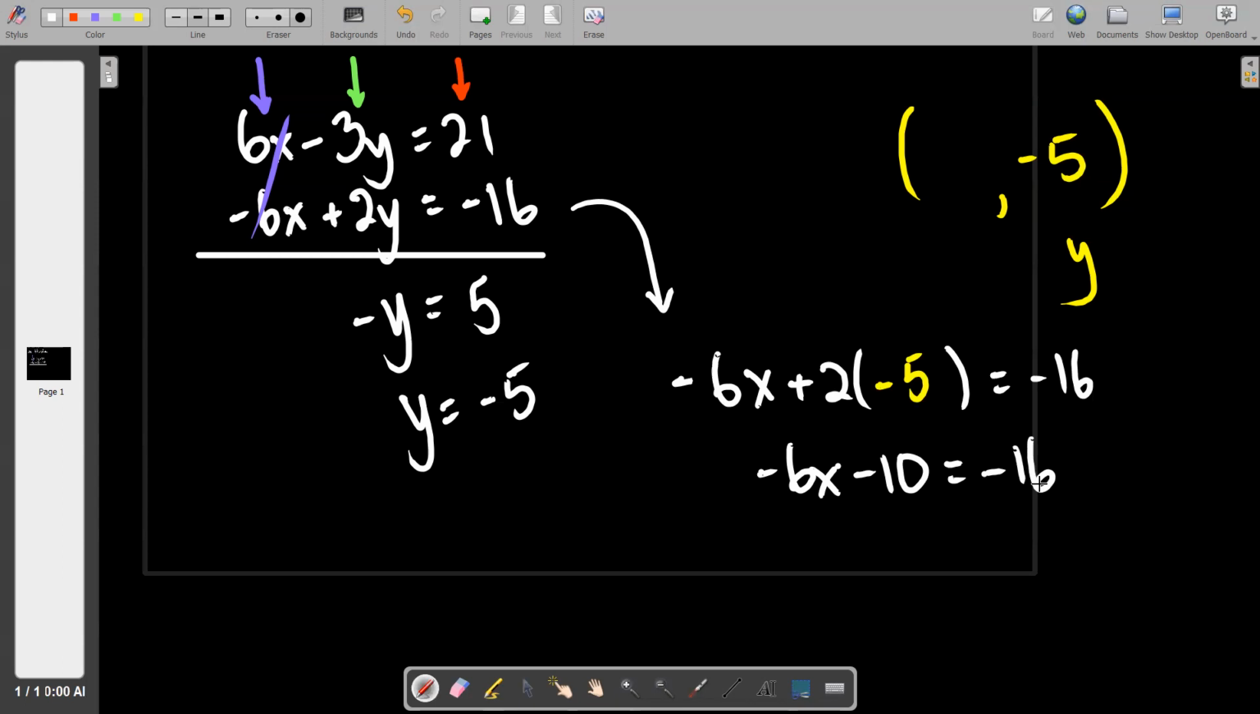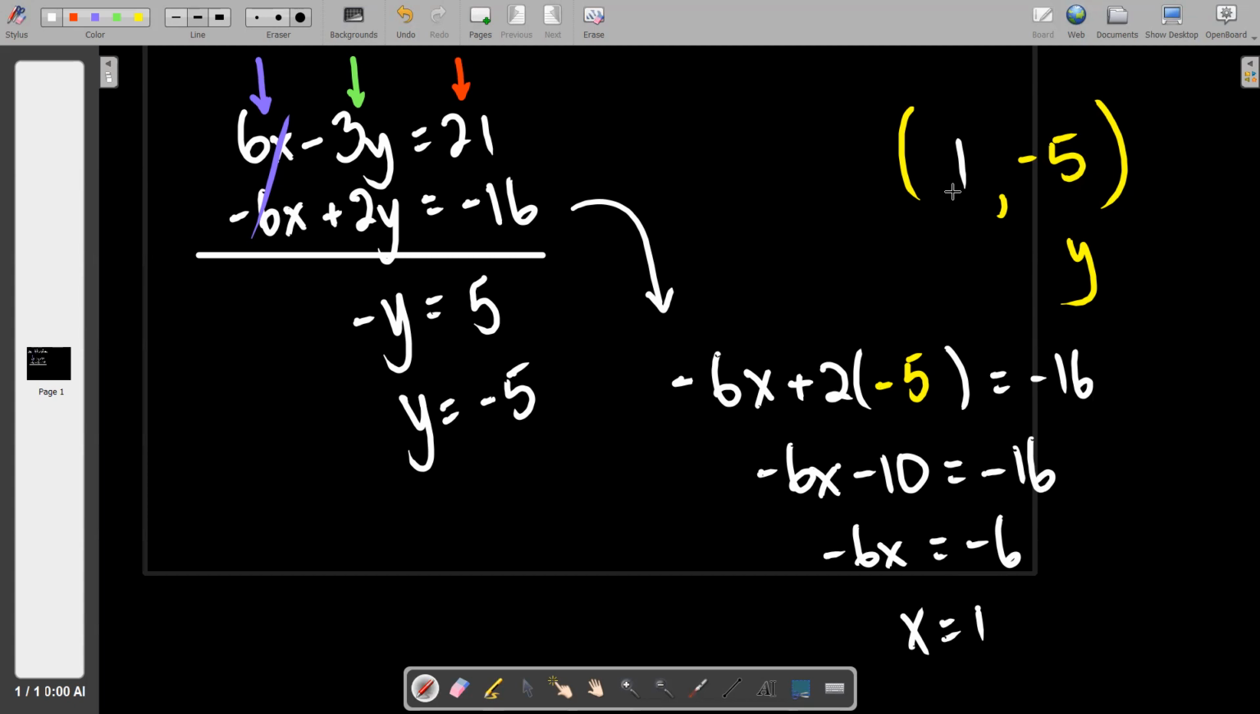Next step, solve. What do we do? Add 10, giving us negative 6x equals negative 6. Divide both sides by negative 6. What's x? And we are done. Problem over. Good. That at a very basic level is the idea and how you do elimination. Now that's a level 1.